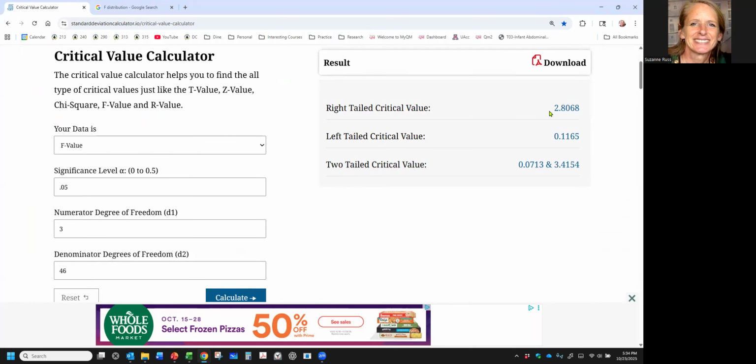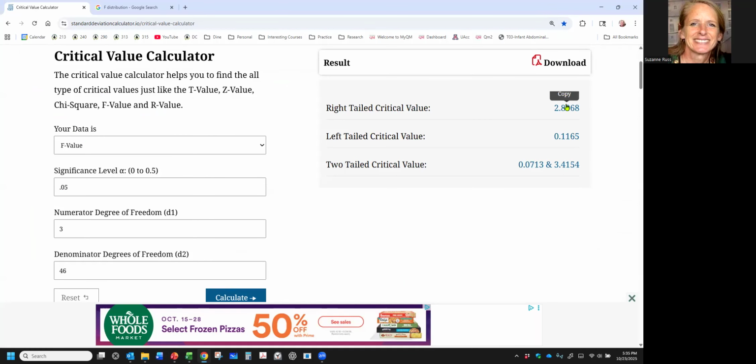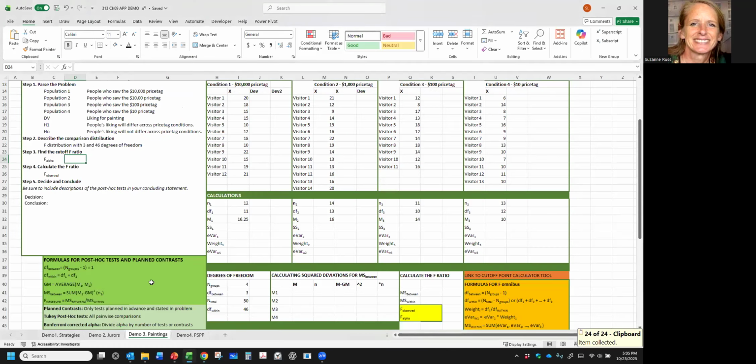And we learned that our cutoff point is going to be 2.8068. Remember, it's a skewed distribution, so we're always doing one-tailed high. Let me copy that, since I haven't remembered specifically what it was. We can hover over it and copy it. And let's get this plugged in here.